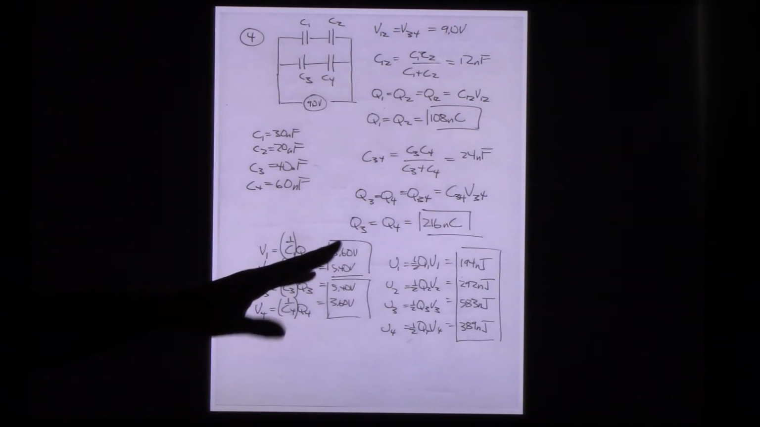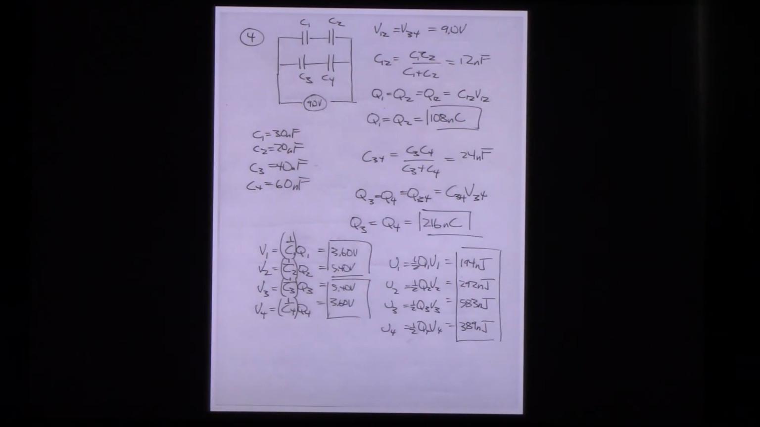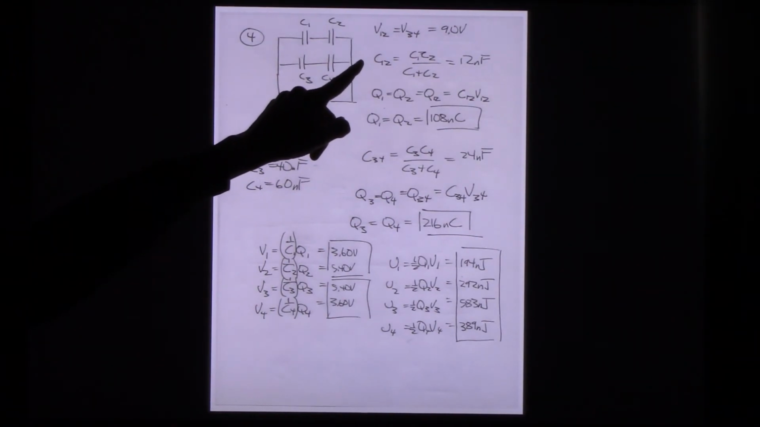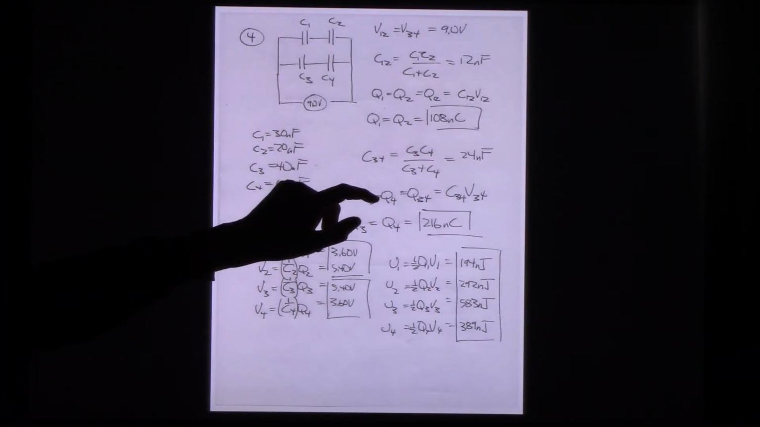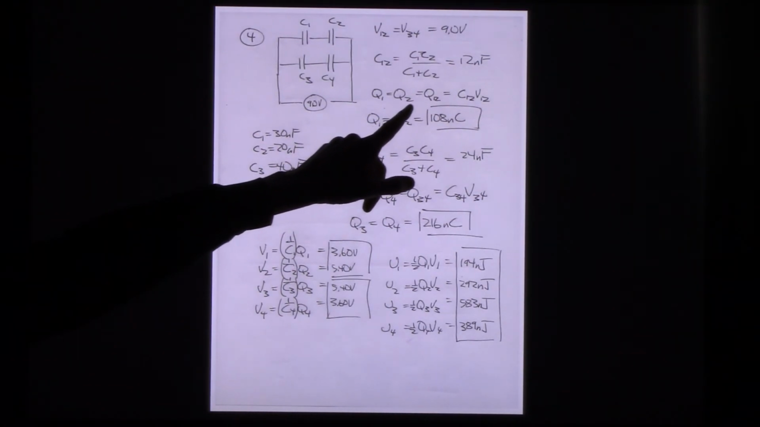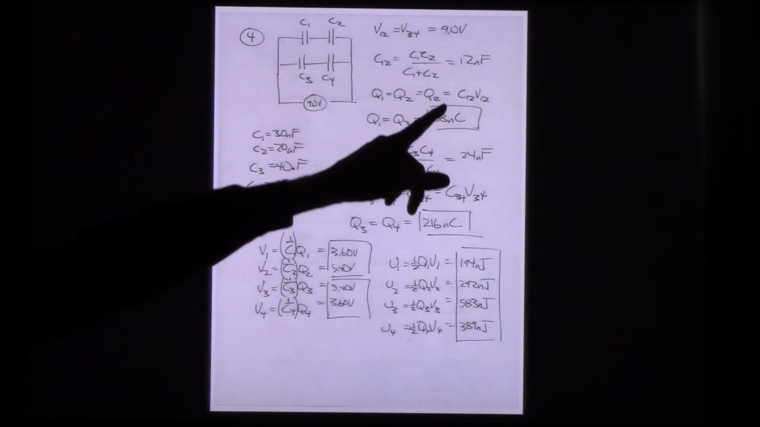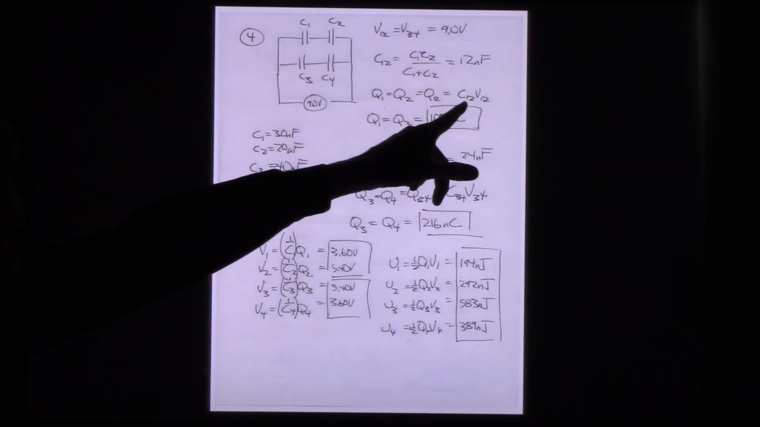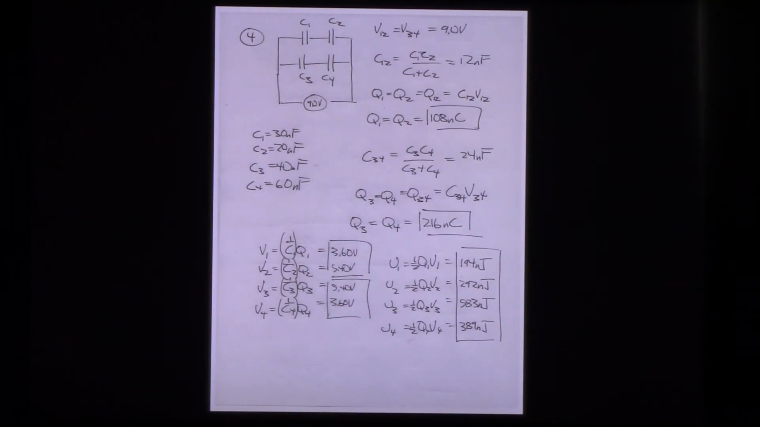Now, that worked. It doesn't guarantee that what we've done is correct, but that is a way to check and see if there's an obvious error that has happened. So once I get those capacitances, then I can go in and calculate charges. Q1 is going to equal Q2 because they're in series. I'll just call that Q12. That's going to be C12 times voltage 12.